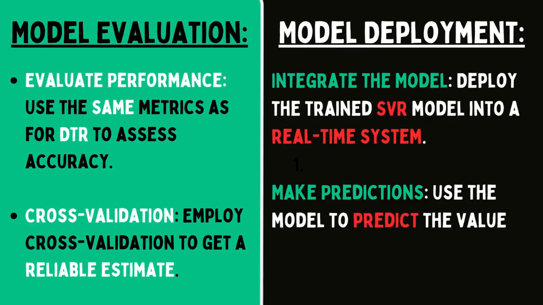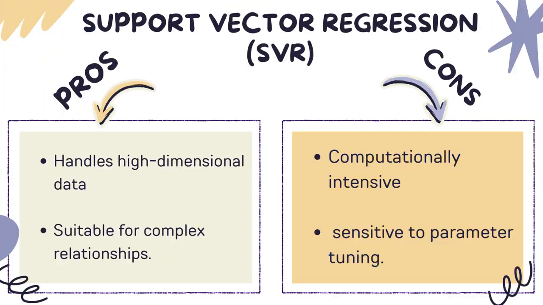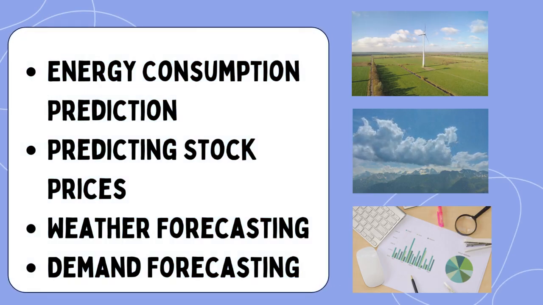Model deployment. Integrate the model. Deploy the trained SVR model into a real-time system. Make predictions. Use the model to predict the value of the target variable for the next 5 minutes. Pros and cons. Pros: handles high-dimensional data, suitable for complex relationships. Cons: computationally intensive, sensitive to parameter tuning. Uses and real-life applications. Examples: predicting stock prices, weather forecasting, etc. Use SVR when your data has complex, nonlinear relationships and you need smooth predictions.